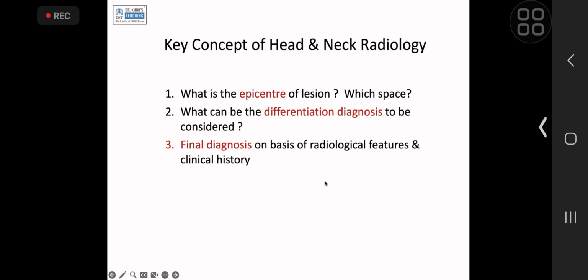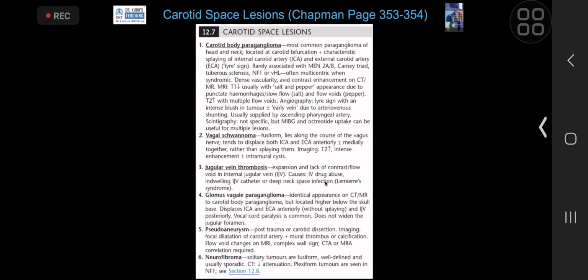So this is the key concept in head and neck. What is the epicenter of the lesion? Which space is it? And then you can offer a differential diagnosis. Final diagnosis will be on the basis of radiological features and clinical history. So these are the lesions in the carotid space. Carotid body paraganglioma, schwannoma, jugular vein thrombosis. So these are the top 3 which you must remember.